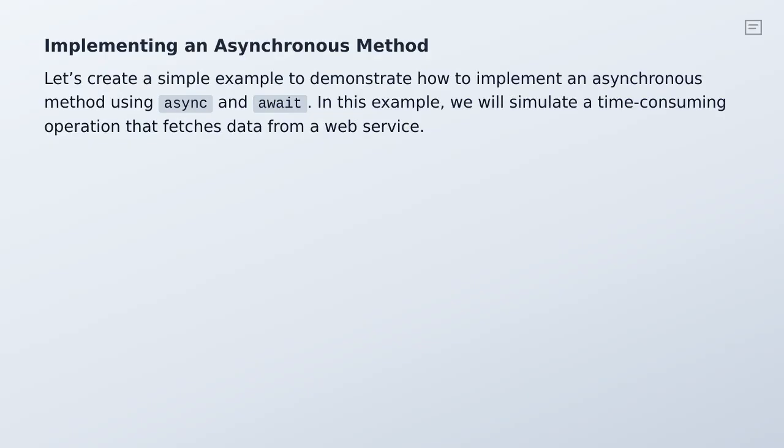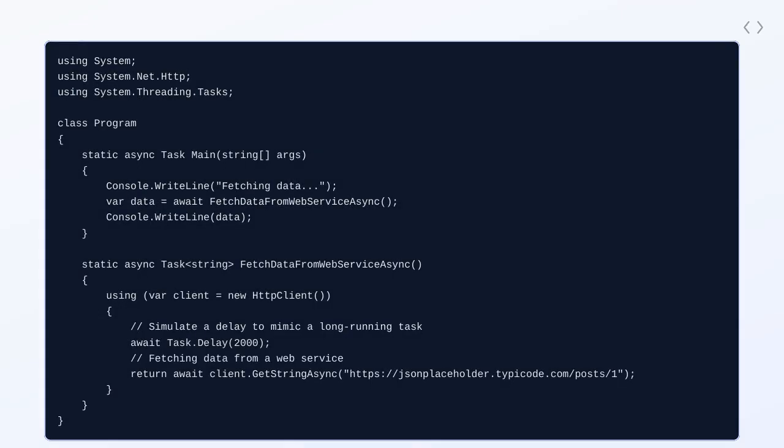This section covers implementing an asynchronous method. Let's create a simple example to demonstrate how to implement an asynchronous method using async and await. In this example, we will simulate a time-consuming operation that fetches data from a web service. You'll use this often as you go. The class shown on screen and how its members are organized.